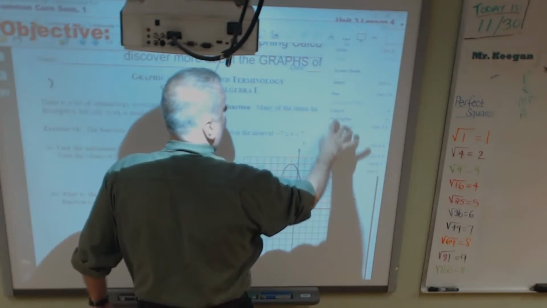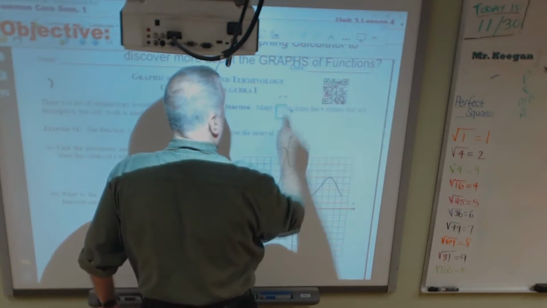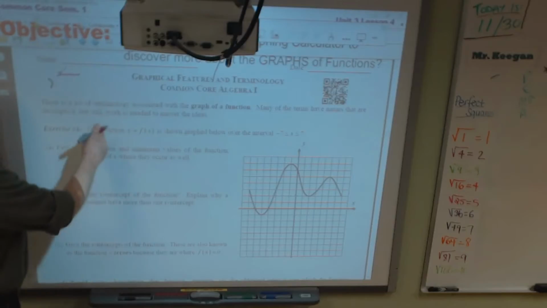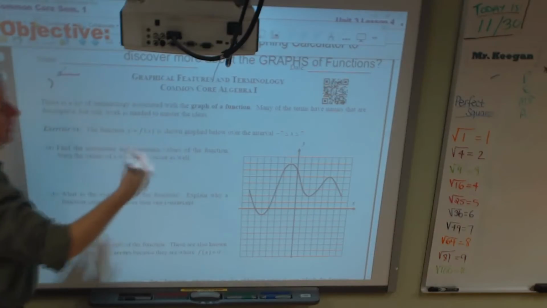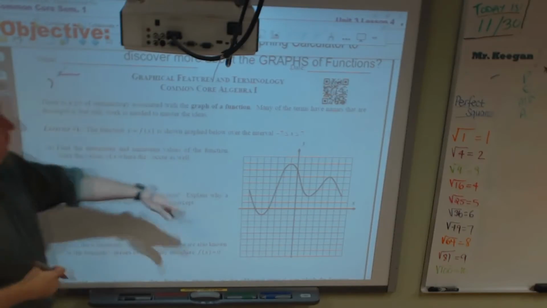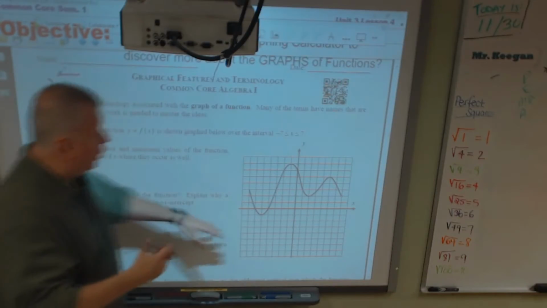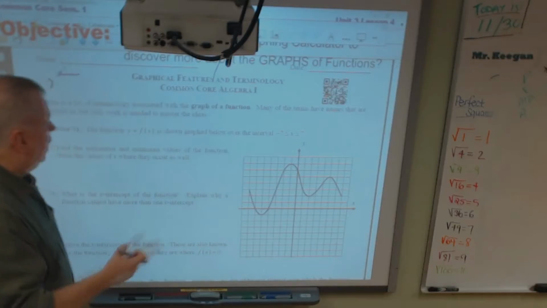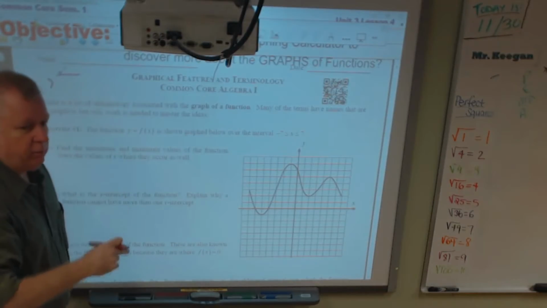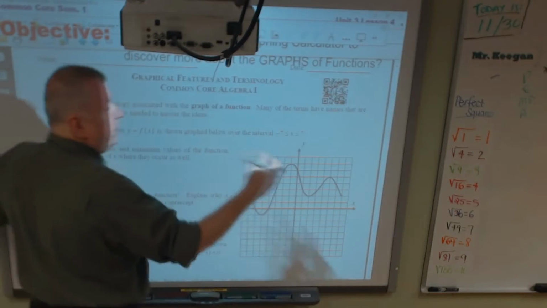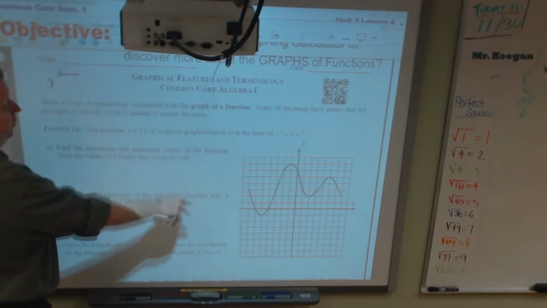So we're going to be talking more about what the graphs of functions can tell us. We're going to be talking about different things that the graphs of functions can tell us. We talked a little bit the last time you were here about minimum and maximum values. You guys remember that? All right. Well, then it's a good thing we're going to review a little bit here with this one.